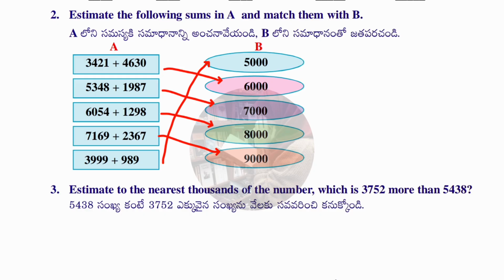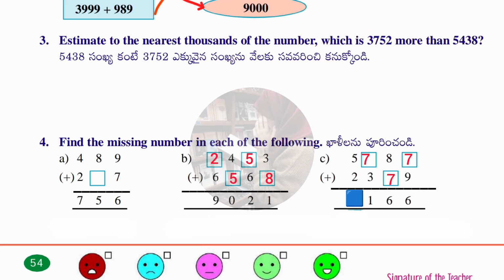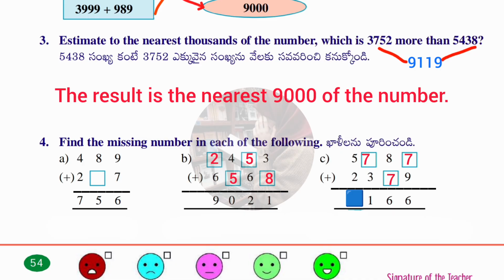Understood, guys? Now we'll move to the third question, which is estimate to the nearest thousands the number which is 3752 more than 5438. Here we have given two different numbers. What we have to do? We have to do the addition of both the numbers. Whatever the answer is, we have to write down its nearest thousand number. Let's see, 3752 plus 5438. Its answer is 9190. But its nearest thousand number is 9000. So we get the answer as 9190, but it's closest to 9000. That's why write down 9000. So the result is the nearest 9000 of the number.